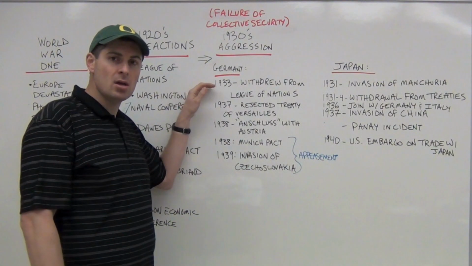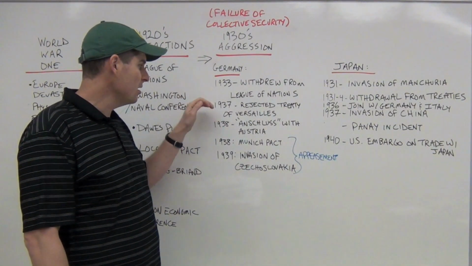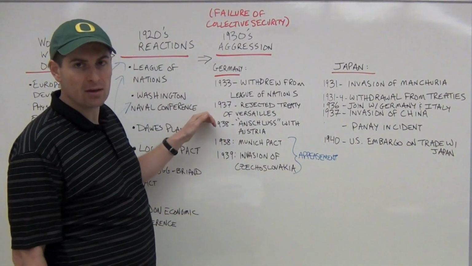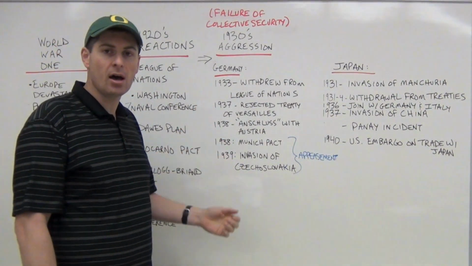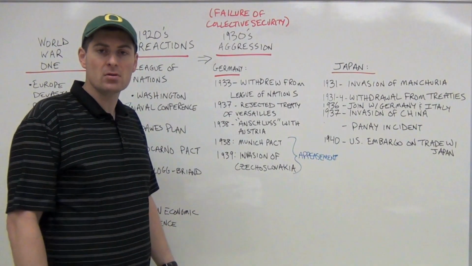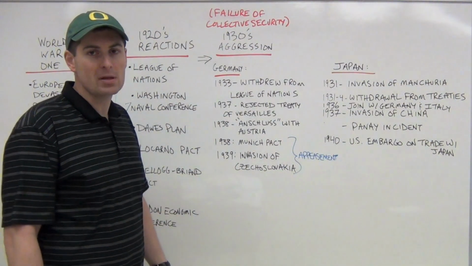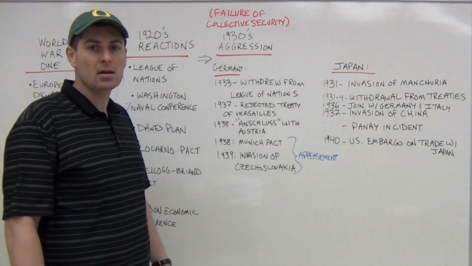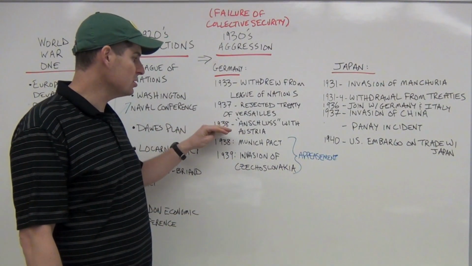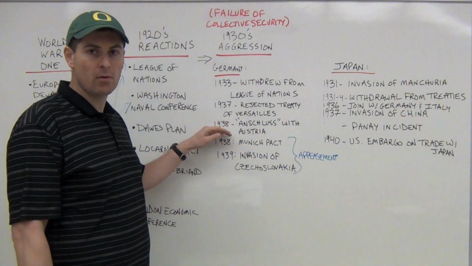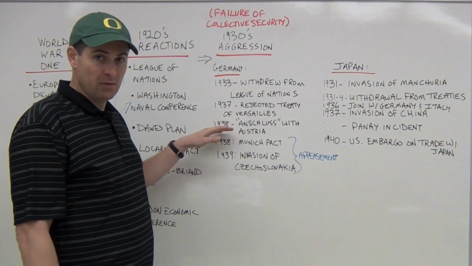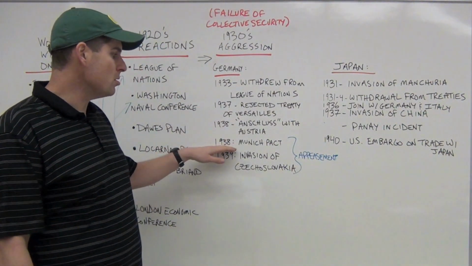So 1933, Germany's going to withdraw from the League of Nations. In 1937, they reject the Treaty of Versailles. In 1938, they're going to form their Anschluss with Austria. Hitler says, well, we should do this because it's a German-speaking people. There are a lot of Germans in Austria. We're reuniting the greater motherland of Germany. And so he calls it the Anschluss. And basically, it's a peaceful takeover where Austria just says, sure, come on in. Well, most of Austria.